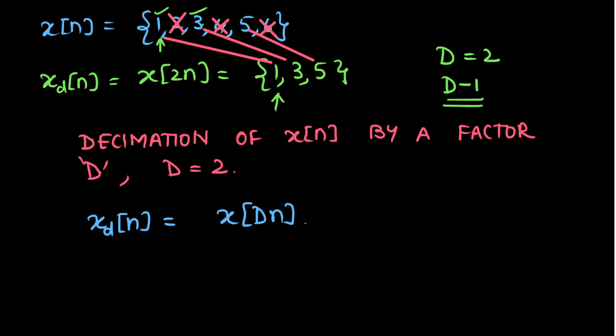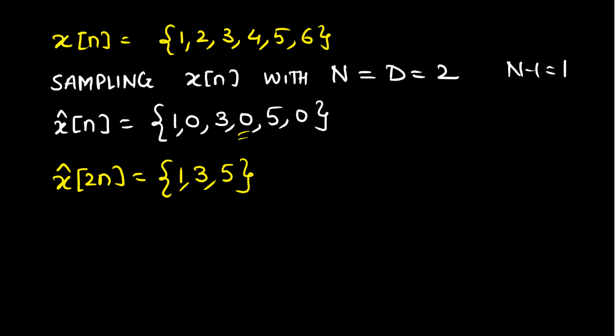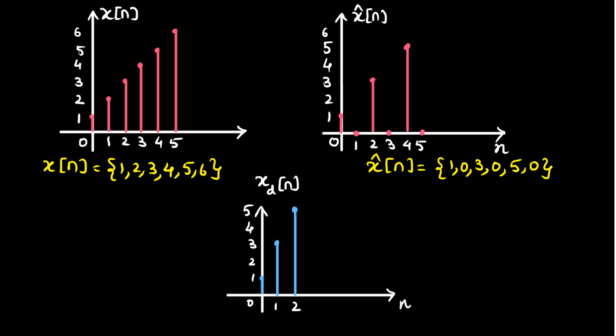And now if we look at the value of x of 2n, that is also 135, and x hat of 2n is also 135. So what we observe is that x hat of 2n is equal to x of 2n, which is equal to xt of n. So this can be understood better graphically.